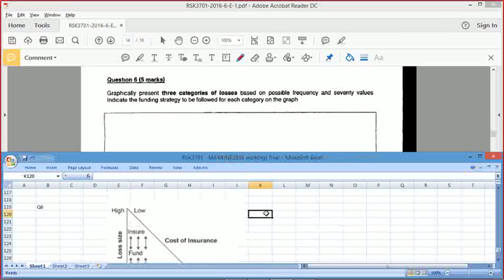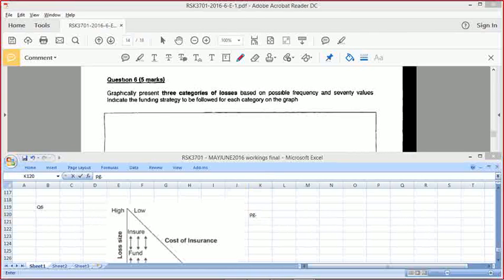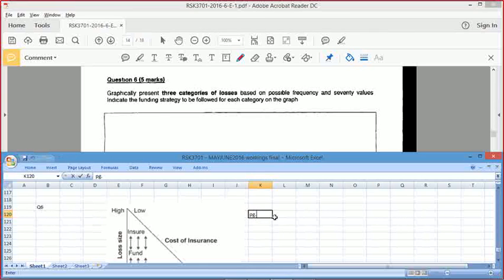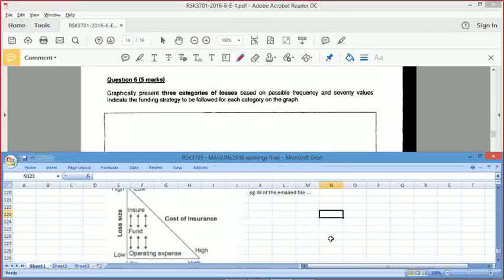Yeah. All right, it's on page 98 of the emailed file. Right. You might have even referenced the same thing, did you? Yes, I got the same thing.